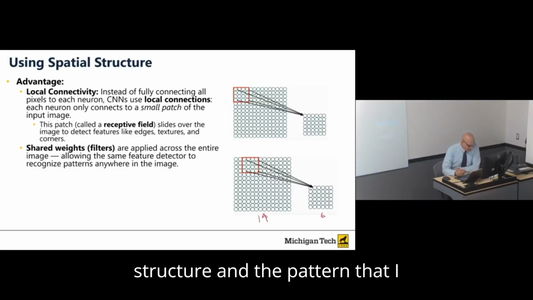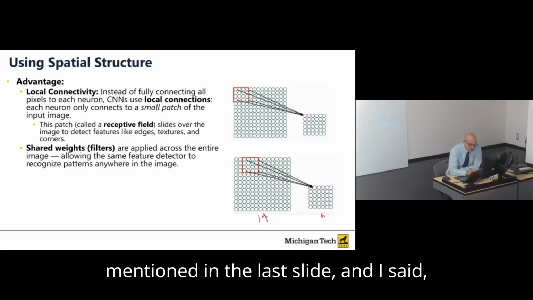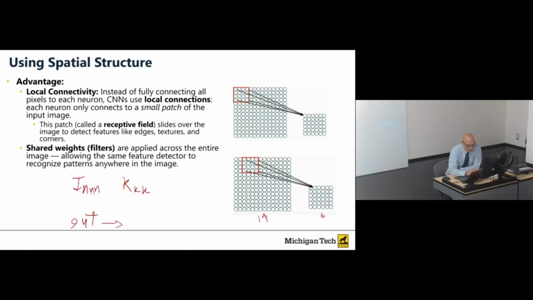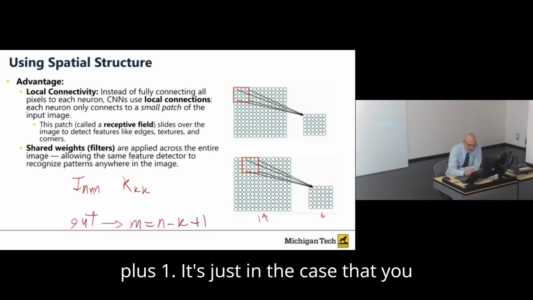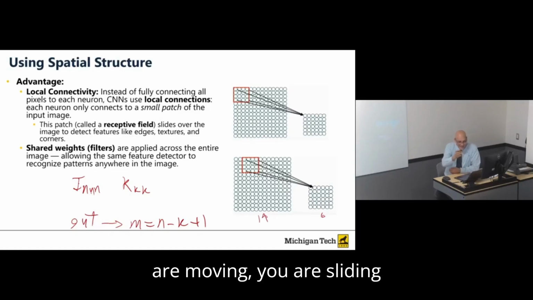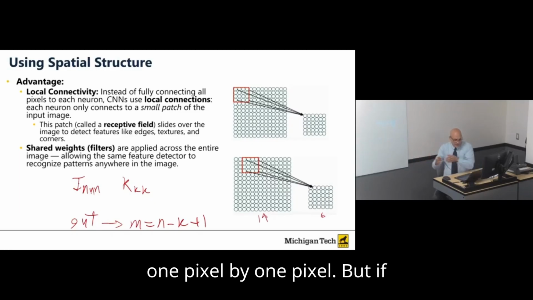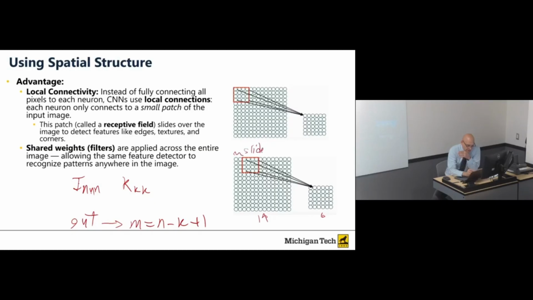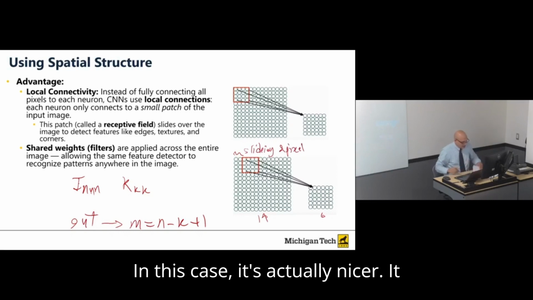So the structure and pattern that I mentioned in the last slide: the image is n by n, and the kernel is k by k. The output m is n minus k plus 1, but only in the case that you are sliding 1 pixel at a time. If you slide 2 pixels, it is going to be different. In that case, it's actually nicer.